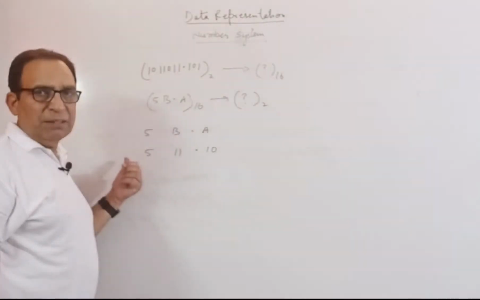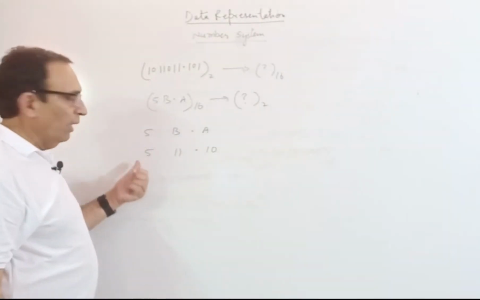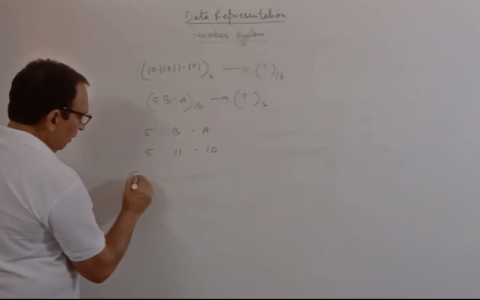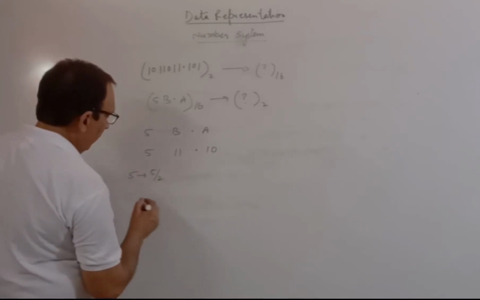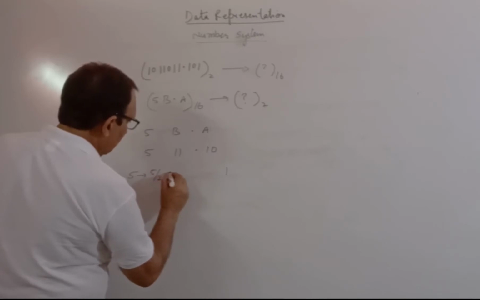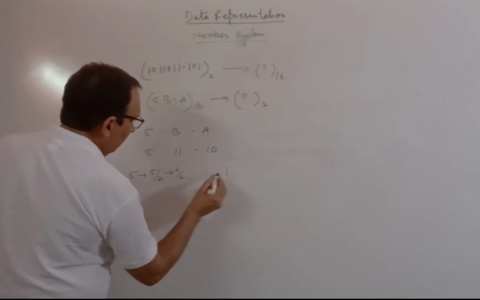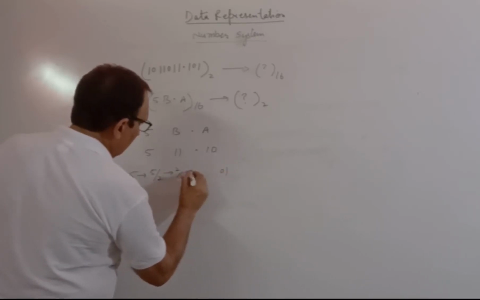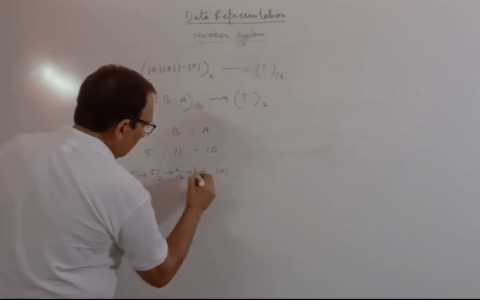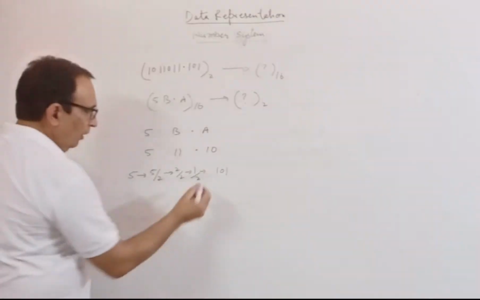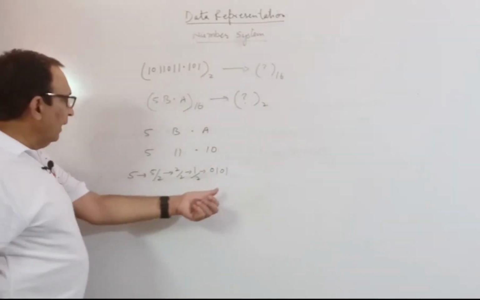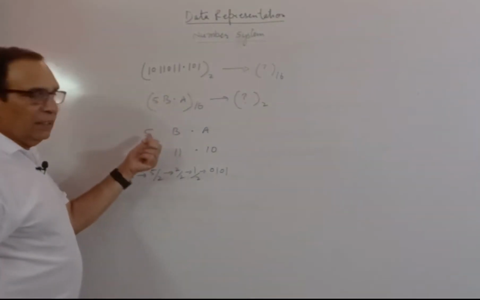Convert each hexadecimal digit into its equivalent binary, means 5 is to be converted into binary. That is 5 divided by 2, remainder is 1, quotient is 2. 2 divided by 2, remainder is 0, quotient is 1. 1 divided by 2, 1 cannot be divided, write 1 as such. To make a group of 4, you can write 0 over here. So this is the binary equivalent of hexadecimal digit 5.